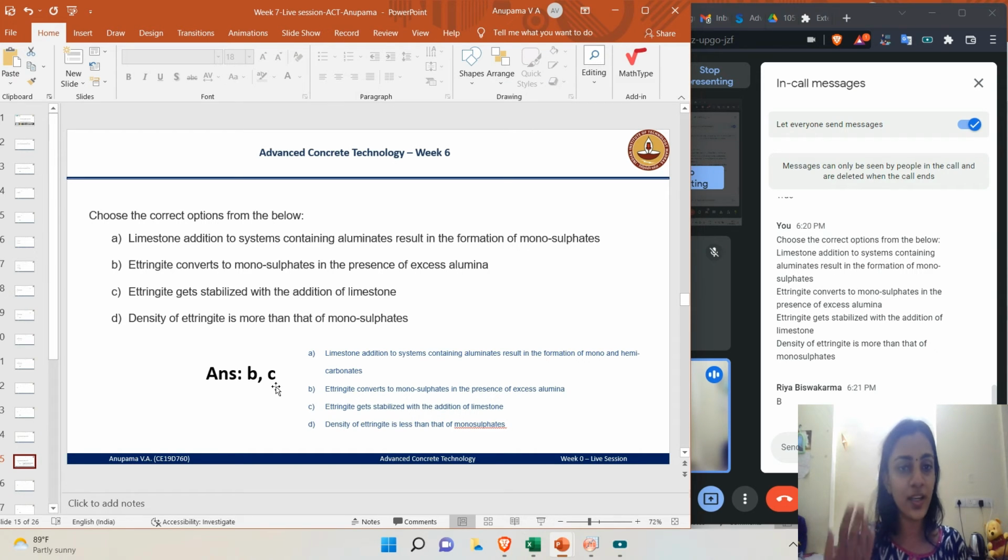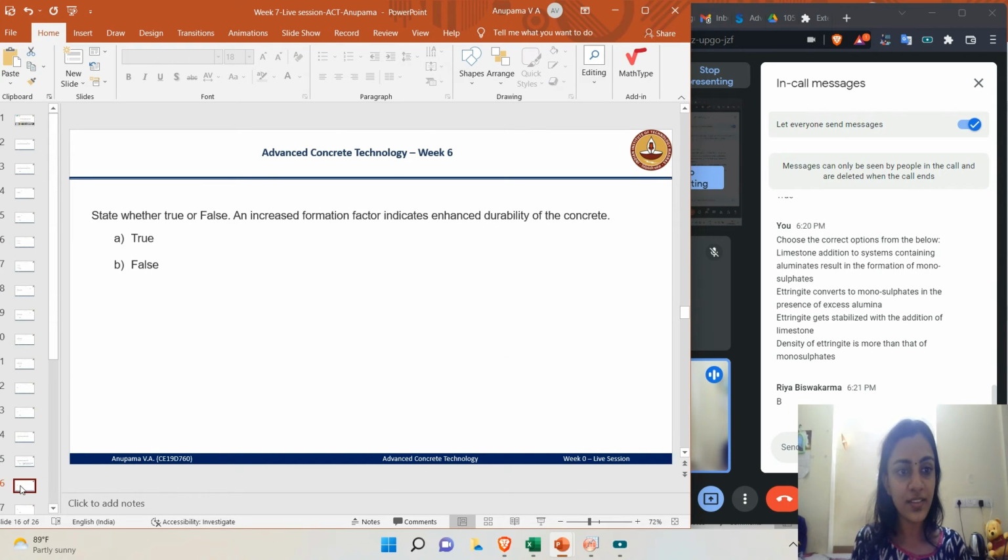So here the concepts covered are the limestone reacting with excess aluminates in the system, forming monocarbonate and hemicarbonate, as a result of which excess alumina is not available for the ettringite to convert to monosulfate, as a result of which ettringite gets stabilized. That's all. So moving on to the next one.